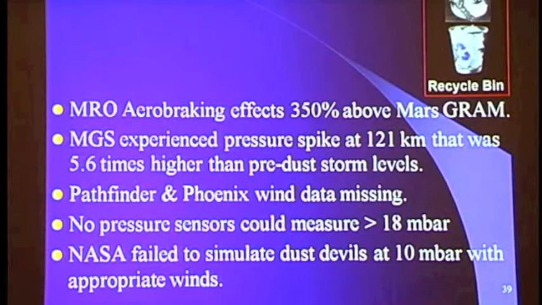Okay, the Mars Reconnaissance Orbiter encountered over 3 times more atmosphere than expected. The MGS had that huge pressure spike. The Phoenix and the Pathfinder wind data are both missing. No pressure sensors could measure higher pressure. They peaked out at 18 millibars.